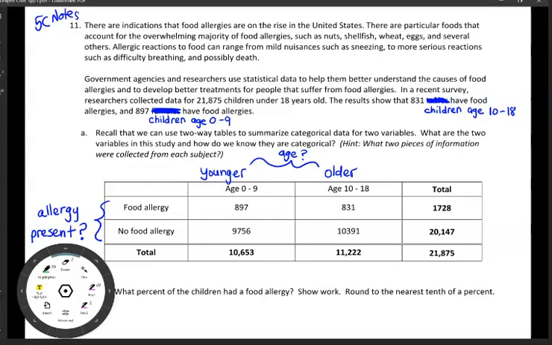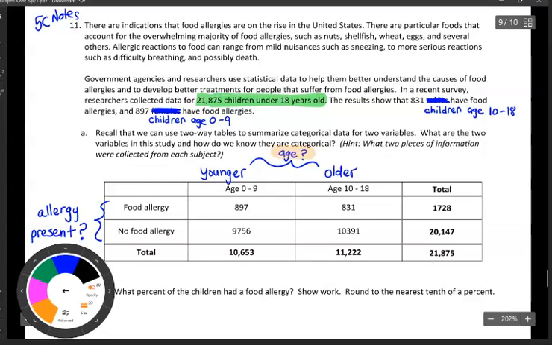This is question number 11 from the 5C notes, and this question ties in the idea of percentages and two-way tables from Unit 1 with this new idea of pie charts that we covered in section 5C. So in this problem, we're told there was a study done about food allergies in children. So the study involved 21,875 children under 18 years old.